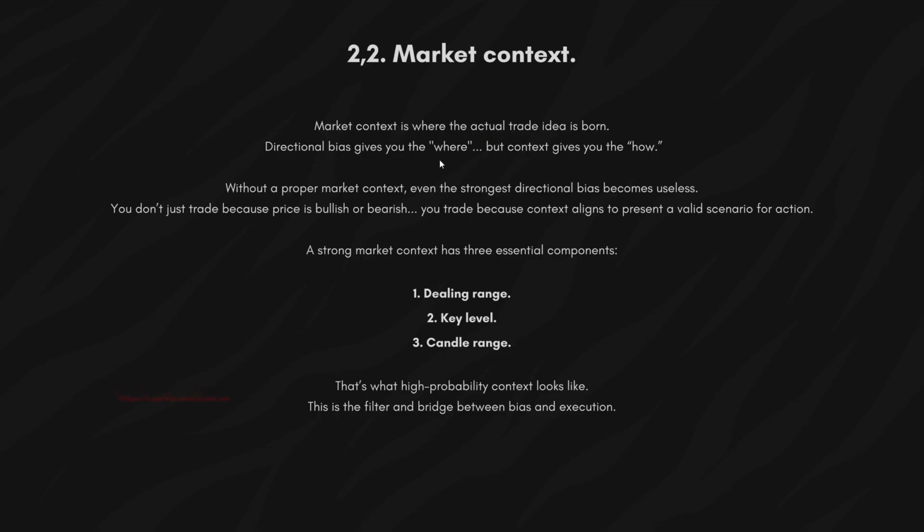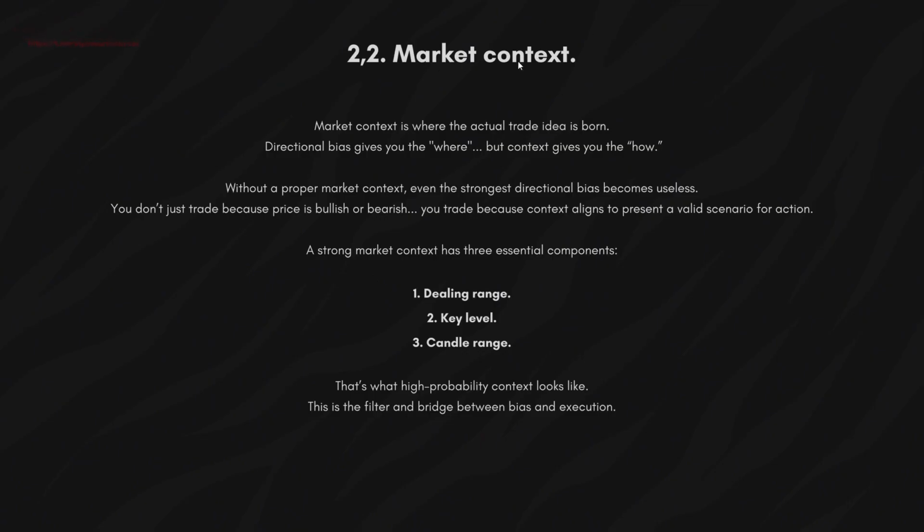Directional bias gives you the where, but context gives you the how. And because of this how part, this component is also similar to the narrative component of the directional bias layer. Because within the narrative component, our objective was to determine the origin and destination for the move, but we were doing that to establish a directional bias on the higher time frame.